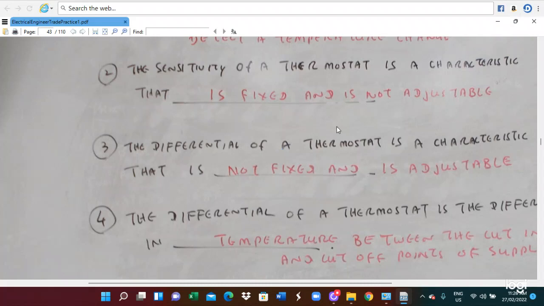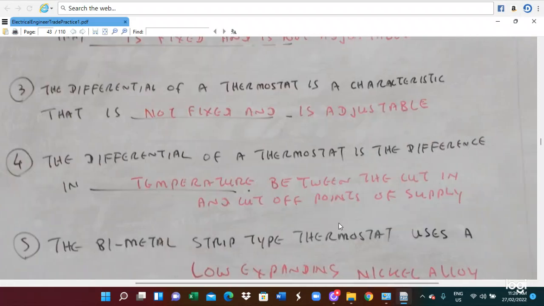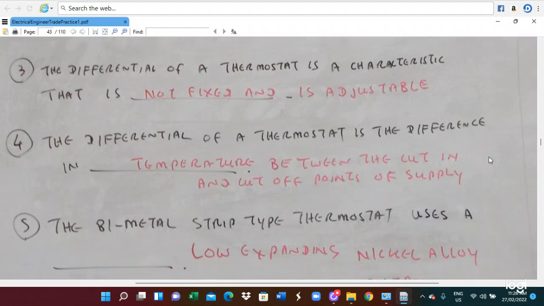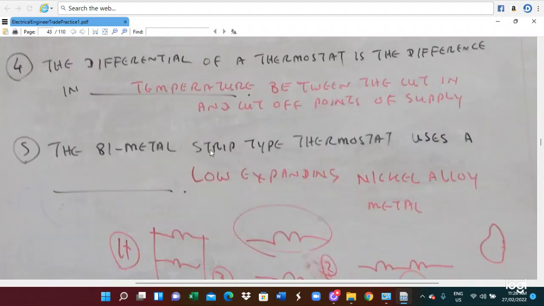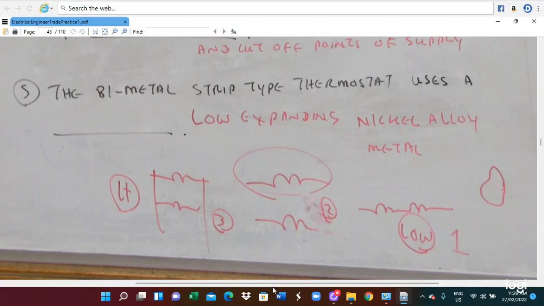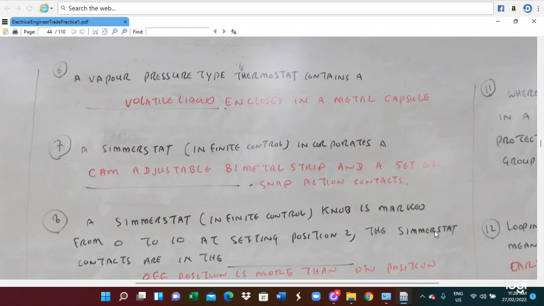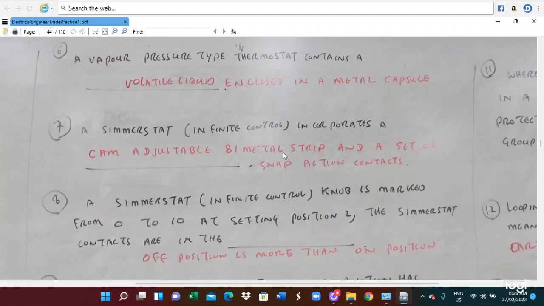So sensitivity and differential. The differential of the thermostat is the difference in the temperature between the cut in and the cut off points of the supply. The bimetal strip type thermostat is used in the low expanding nickel iron method. So these are the properties of thermostats, in question and answer form. A vapor pressure type thermostat contains a volatile liquid enclosed in a metal capsule. The thermostat in an infinite control is utilized for the water heater.